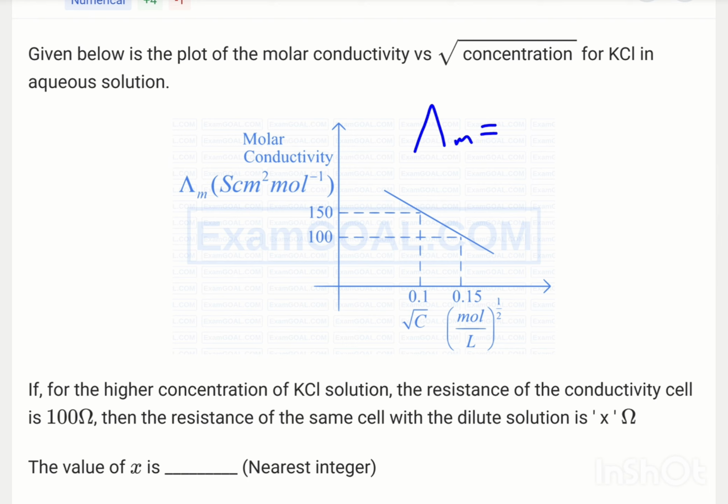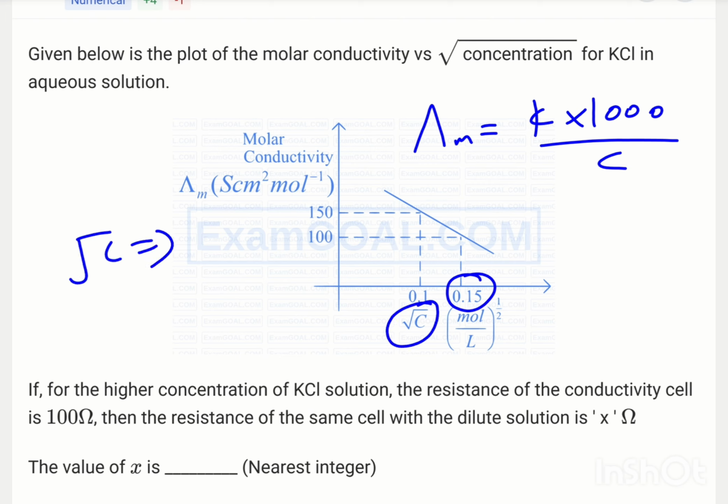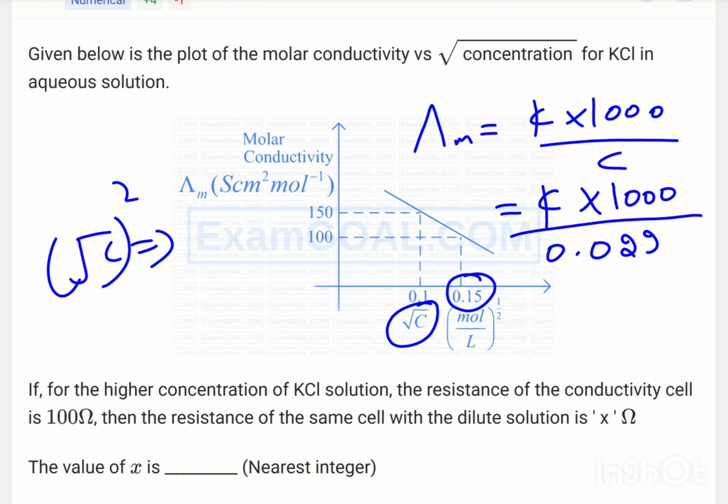Lambda m is equal to kappa into 1000 upon C. So 0.15 into 0.15 it will give you, because it is under root C. For finding C from under root C, I can convert it by squaring. So 0.15 into 0.15 is 15 squared, 225. So I can write kappa into 1000 upon 0.0225, if I am not wrong. Okay, let us solve this on the smartboard. It is a lengthy question.